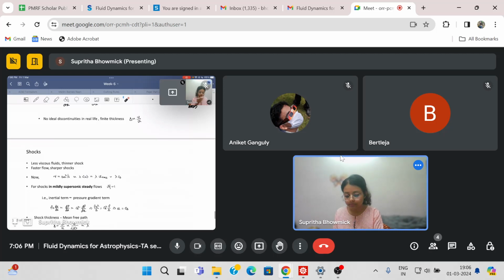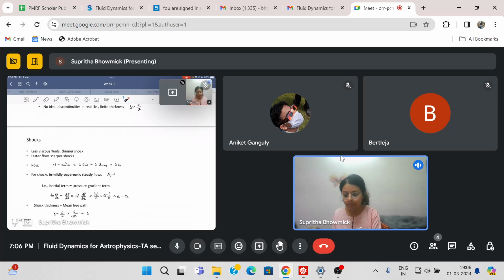Now, if you're considering mildly supersonic, by mildly supersonic, I mean the Mach number is not much greater than 1. So let's say you're considering Mach numbers close to 1, but greater than 1. Mildly supersonic, steady flows. Then Mach number close to 1 tells you that you're considering a situation where the inertial term is comparable to the pressure gradient term. Because the Mach number is, remember, the ratio of inertial term to the pressure gradient term. Okay? This tells you that this holds true.